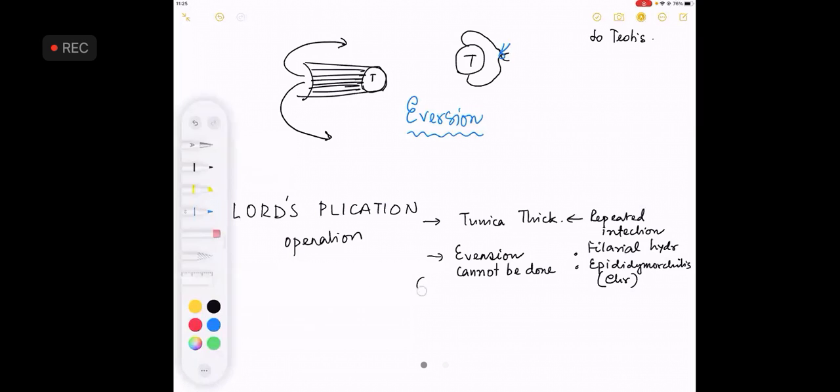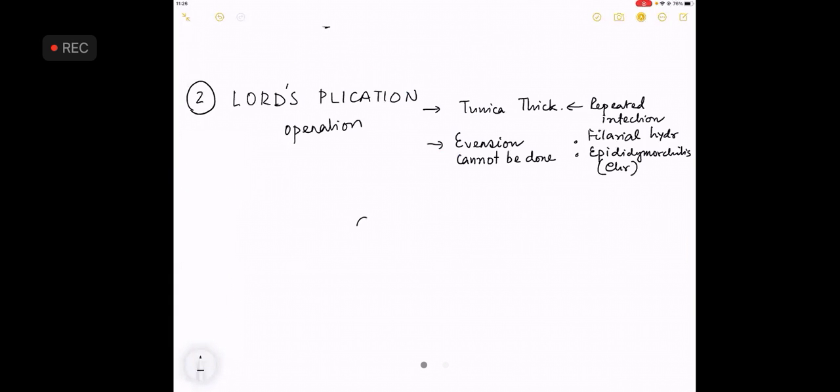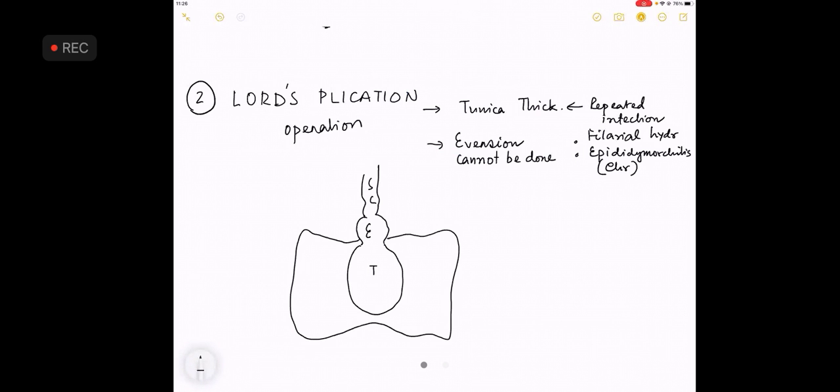And if eversion cannot be done, then what is done is that if this is the epididymis, this is the testis, and this is the spermatic cord, the tunica is opened like a book, as you have seen. The only problem is that the book pages are very thick, mota. So now the operator takes a plicating stitch. These stitches are called plicating stitches.